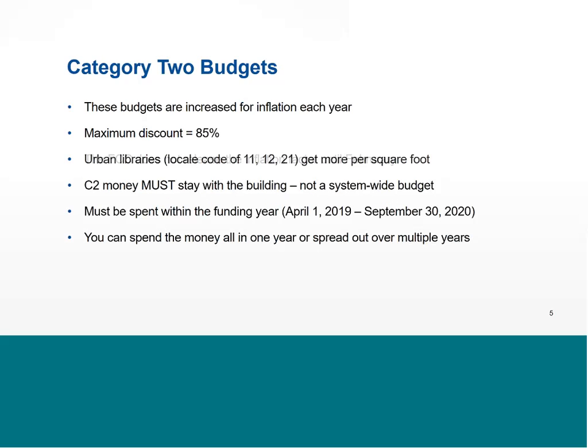Let me back up. With these Category 2 budgets, you can choose to use all the money in 1 year. So some of you may have already exhausted your budget and used all of it in 1 year. Or some people decide to spread the money out across multiple years and use a little bit each of the 5 years.